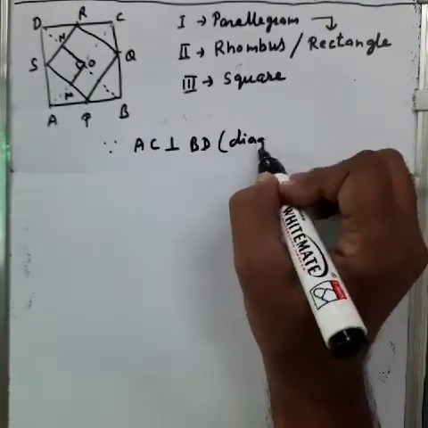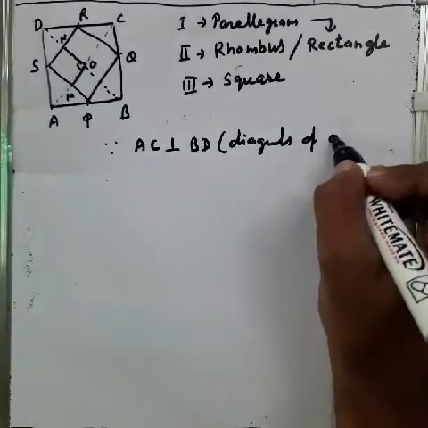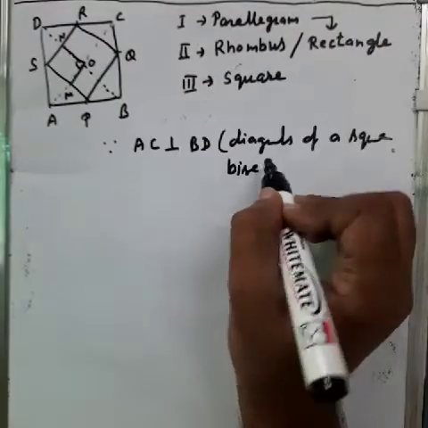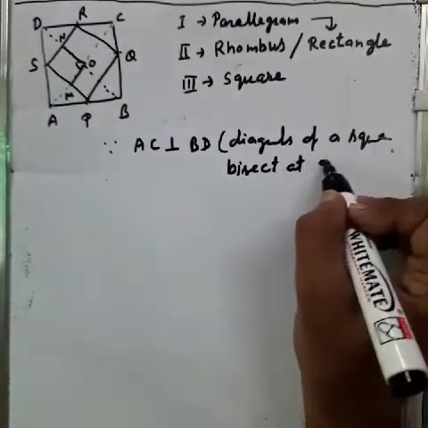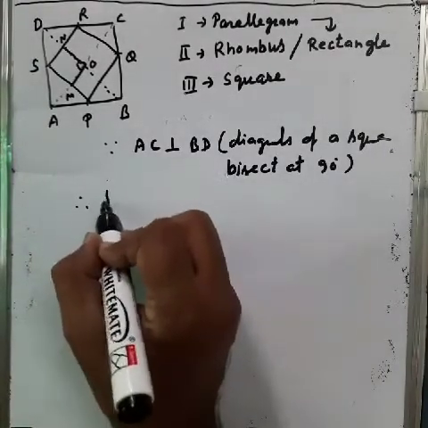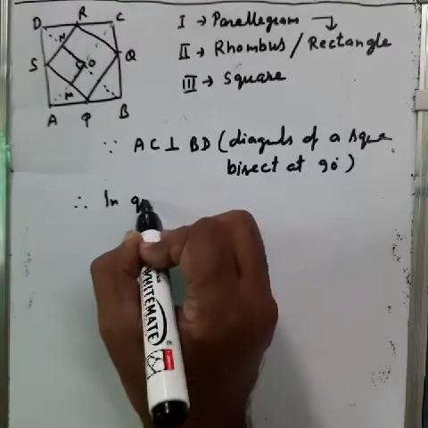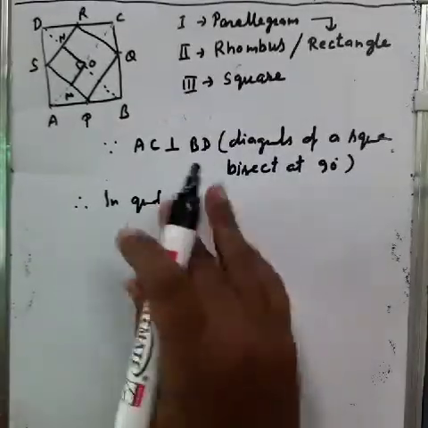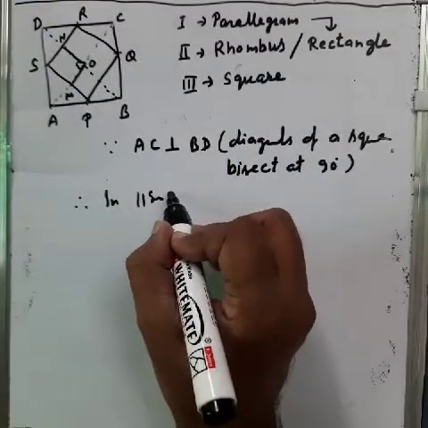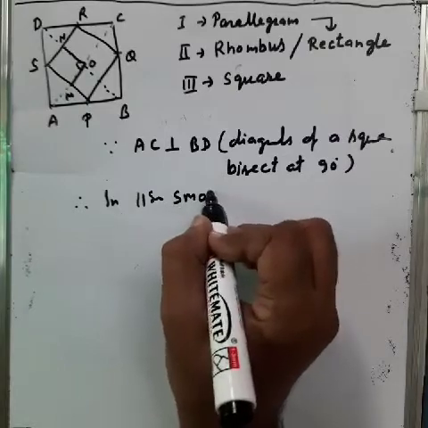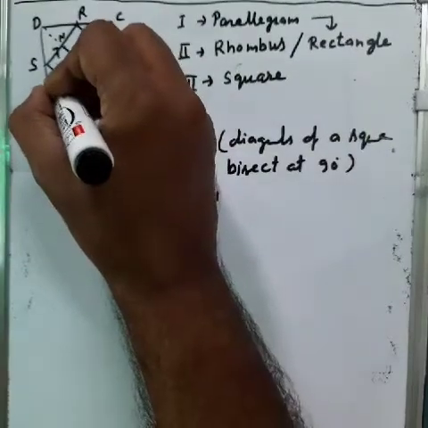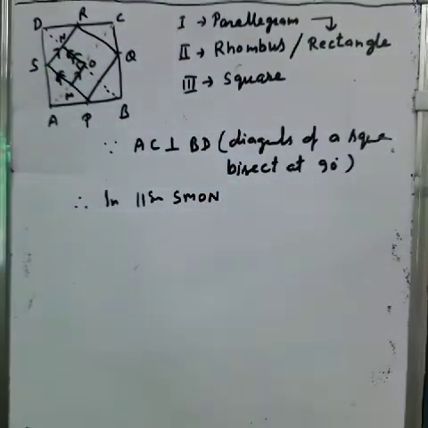Reason: diagonals of a square bisect at 90 degrees, or a right angle. That is why, in this quadrilateral, or you can say directly parallelogram SMON, because these sides are parallel and these sides will also be parallel by the midpoint theorem.